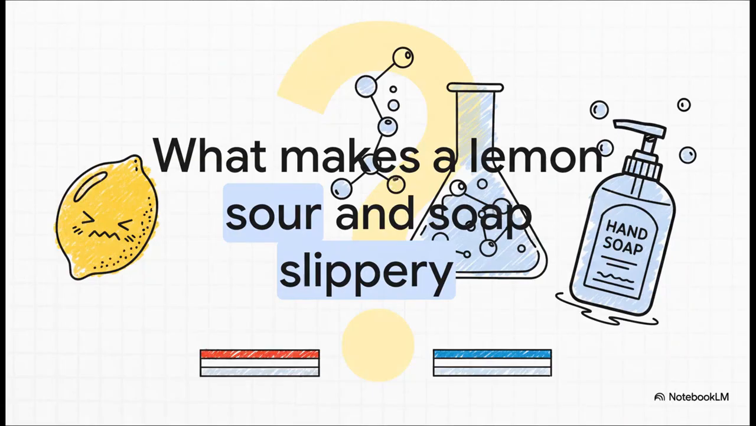Have you ever really thought about why a lemon is so sour? Or what makes soap feel so slippery? Well, it's not magic. It's pure chemistry. And the secret to both is all about this fundamental divide between acids and alkalis. So yeah, let's dive in.